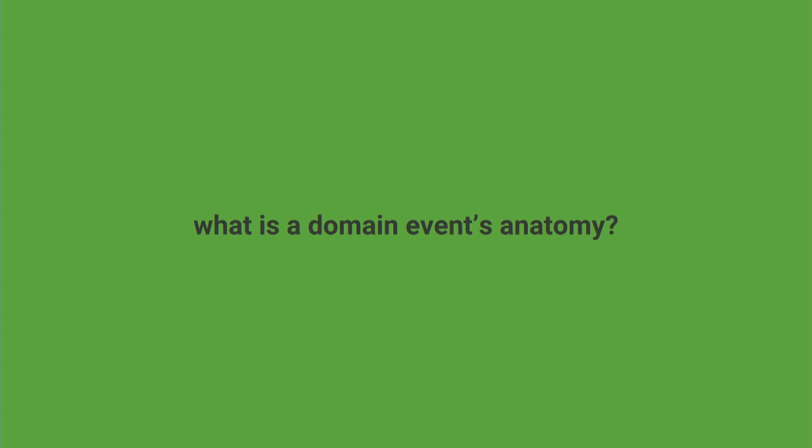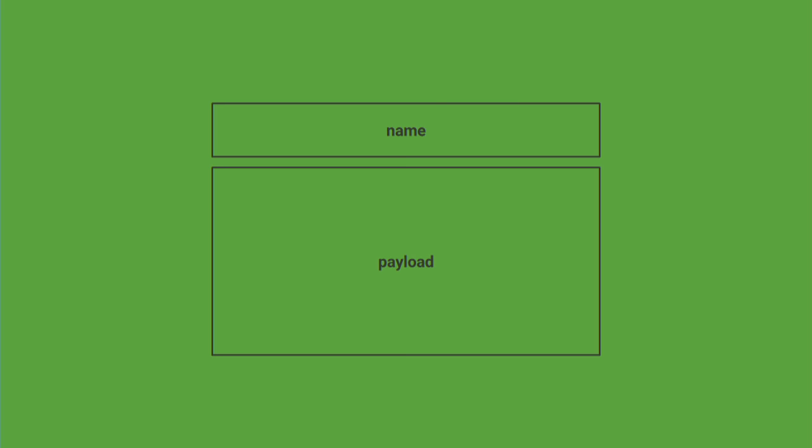Apparently not. So what does a domain event look like? What's the anatomy of a domain event? Well, it has a name, and it has a payload, or it has data. It's one of the two. I use payload, some other people use data. You can just use them interchangeably.